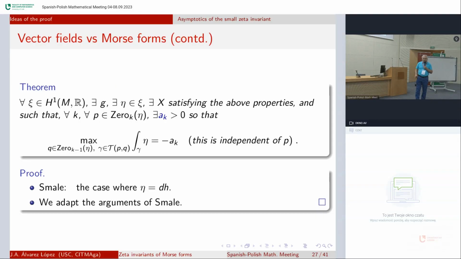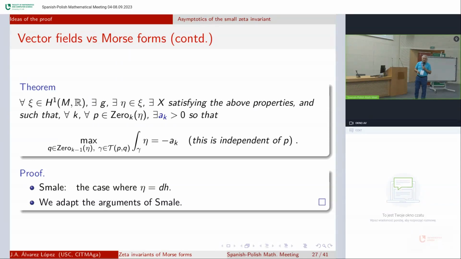Okay, now we prove this theorem: given any real cohomology class of degree 1, we can choose a metric, a representative, and a vector field with the above conditions such that for any degree k and for any zero of that degree, there is a positive number a_k so that the maximum, over the zeros of degree one unit less and taking all instantons from both points, of the integrals of the form is equal to minus that number, independent of the points.